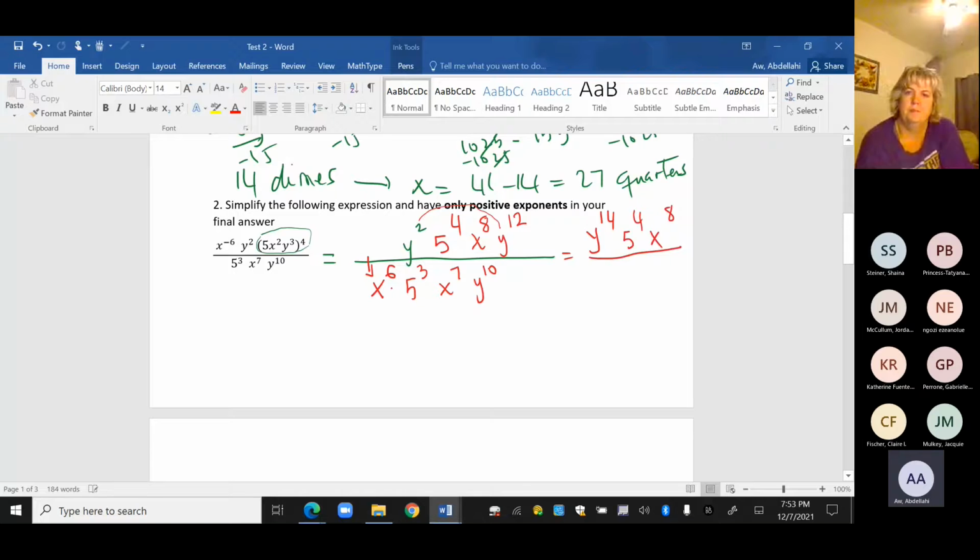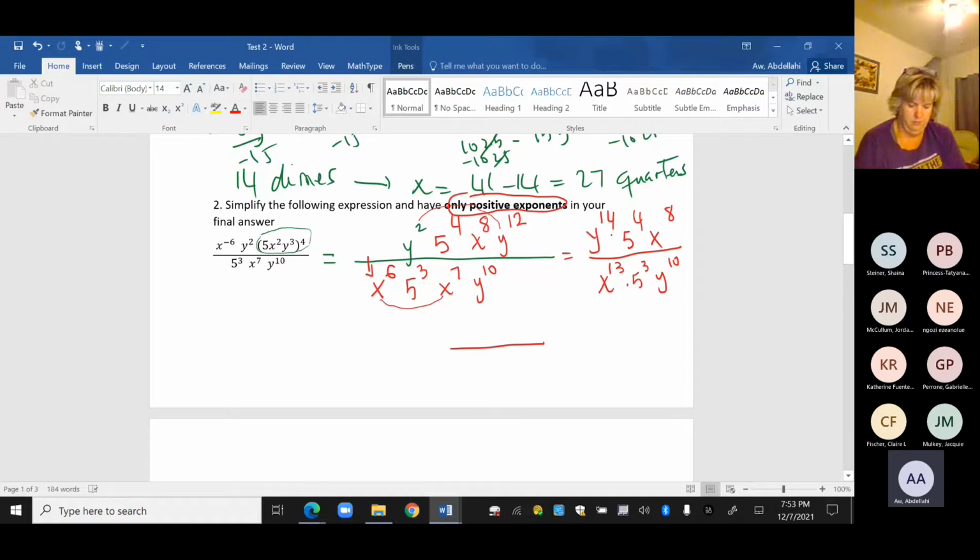You go down, I have two x's that I can combine. It's going to be x to the what power? 13. 6 plus 7 is 13. 5 to the 3rd, and then y to the 10th. Okay, now we're going to simplify. Remember, in my final answer, I want to have only positive exponents, right? So every time I will do the big number minus the small number.